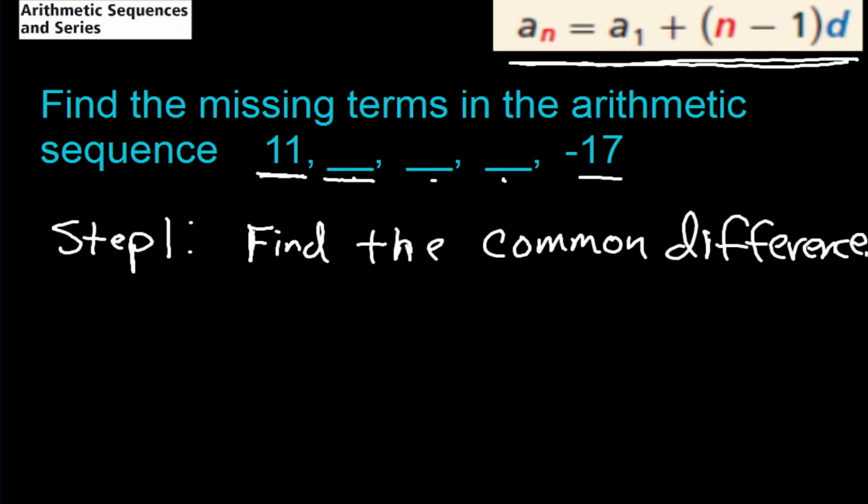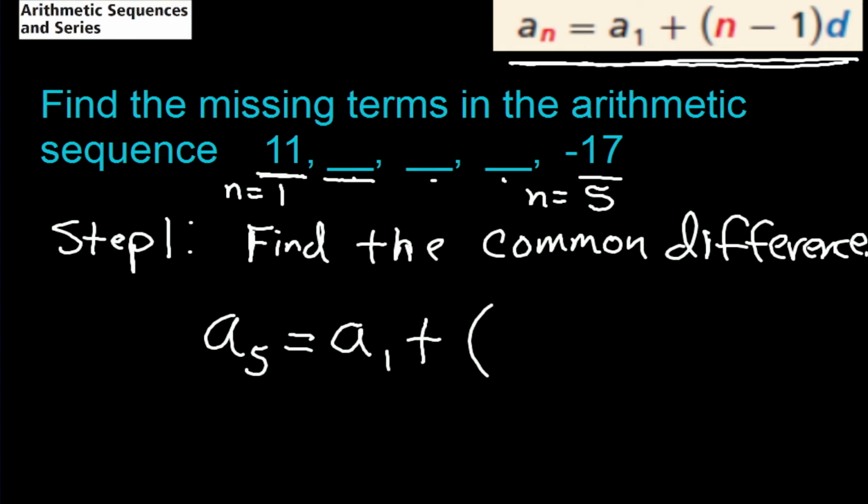And I numbered these a minute ago purposely. I told you that was the first term, and this was the fifth term. And remember, the position or the number of the term is what n is. So in this case, n is going to equal 1, and n is going to equal 5 here. So to find the common difference, using our general rule, we're going to start off with a sub 5 is equal to a sub 1 plus, and when I'm doing a sub 5, that means n is equal to 5, so it's going to be 5 minus 1 times d.